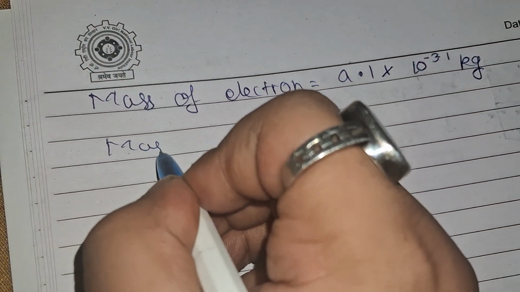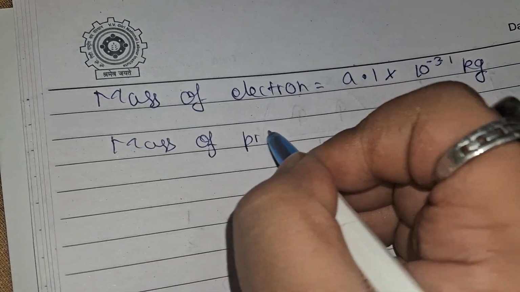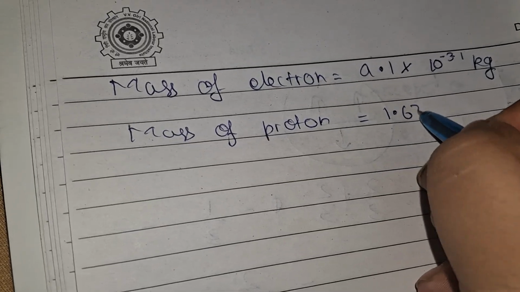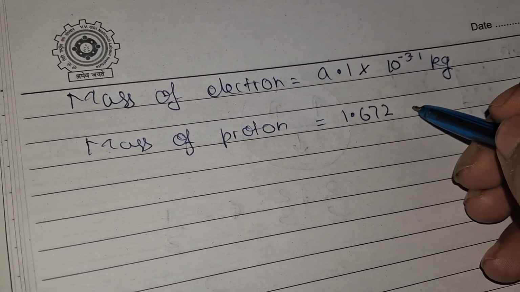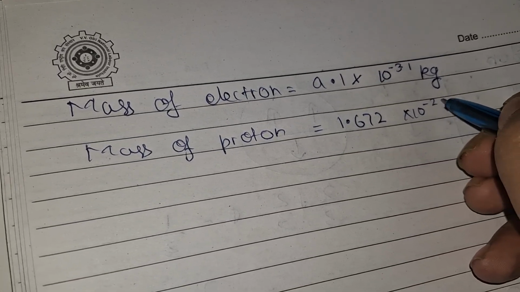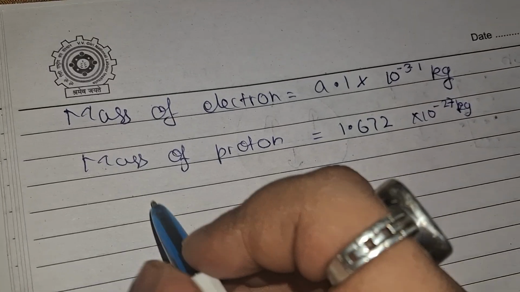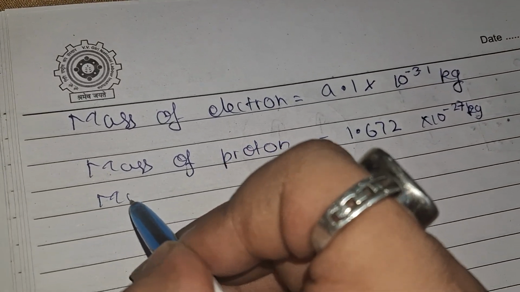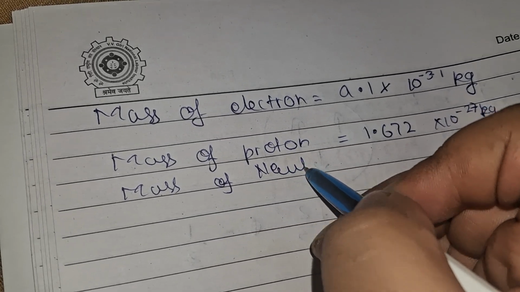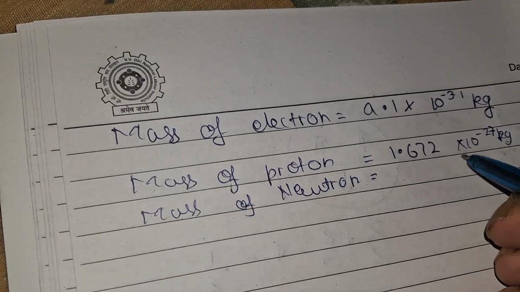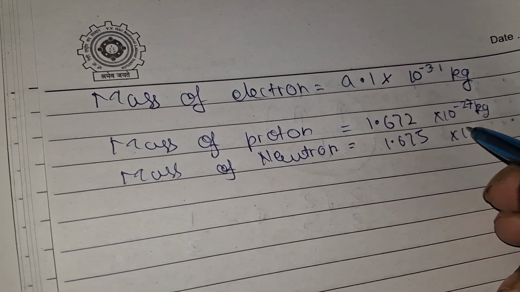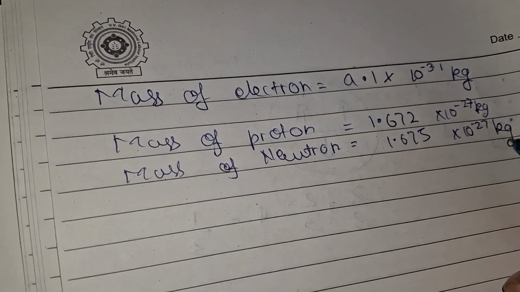Mass of proton is equal to 1.672 into 10 to the power minus 27 kilos. It is almost equal to mass of the neutron. Almost equal, it's not exactly the same. The mass of the neutron is 1.675 into 10 to the power minus 27 kilos.